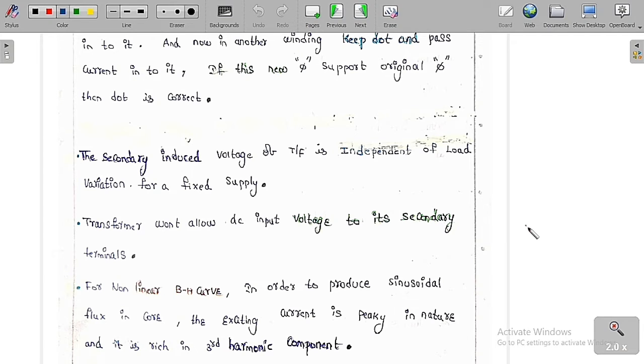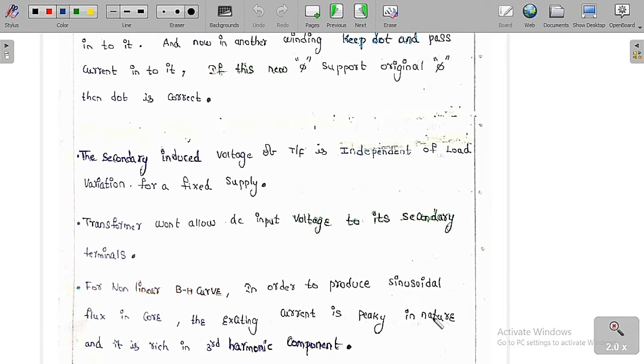So you need to give a peaky amount of current in the saturation region to get a sinusoidal flux. So simply we can say that if the BH curve is non-linear, then definitely you have to provide a peaky current waveform, and only then are you going to get a sinusoidal flux.